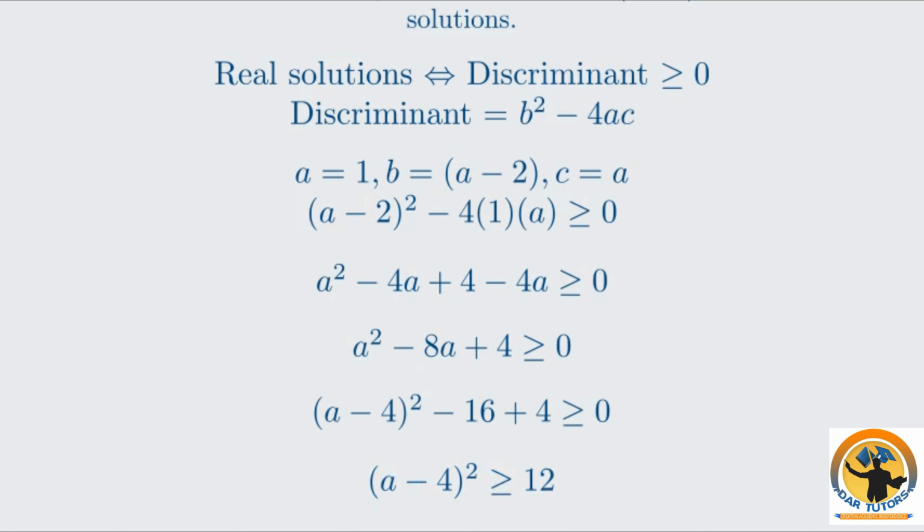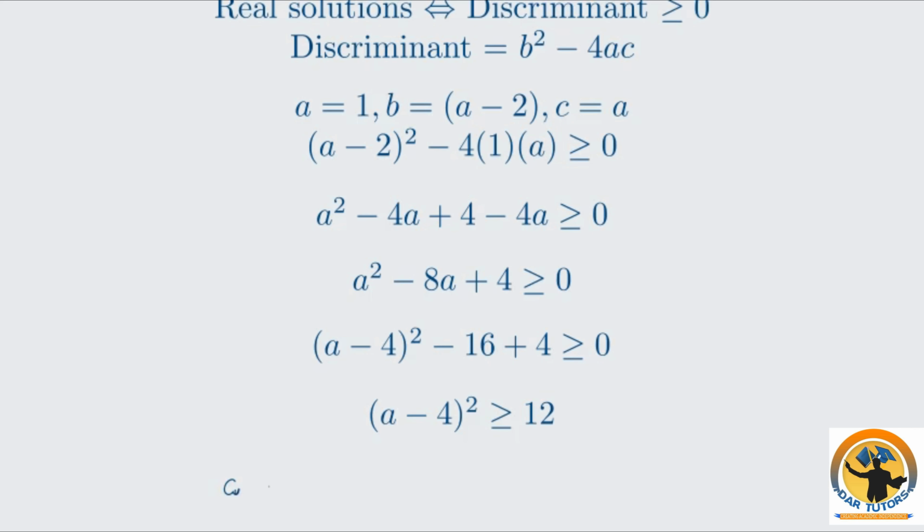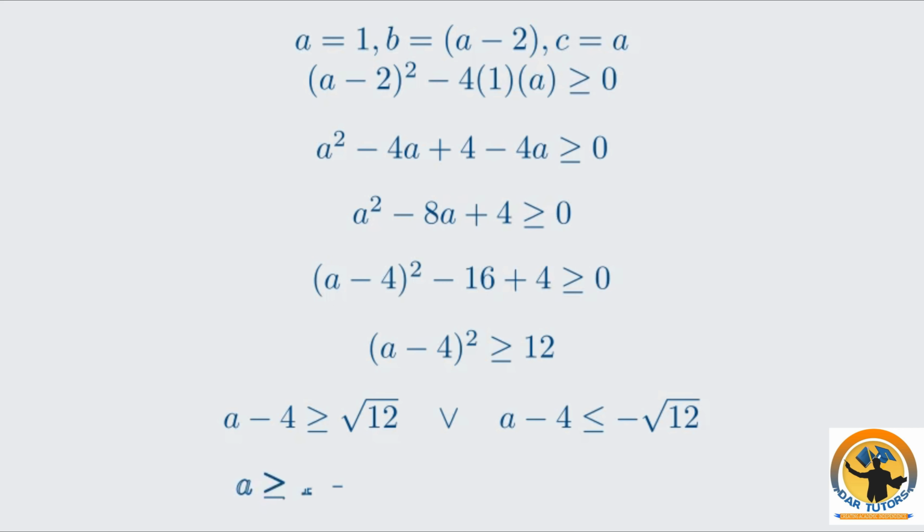Remember, this is an equivalence for inequalities. This means that a minus 4 must be greater than or equal to the square root of 12, or a minus 4 must be less than or equal to the negative square root of 12. Finally, we solve for a in both cases. We find that a must be greater than or equal to 4 plus the square root of 12, or a must be less than or equal to 4 minus the square root of 12.